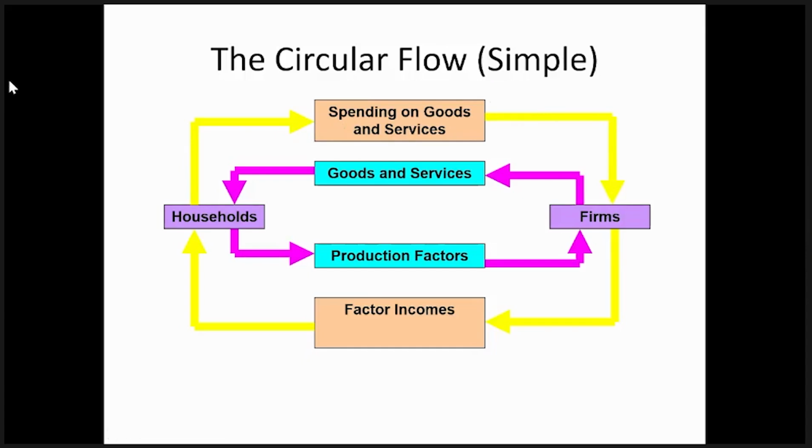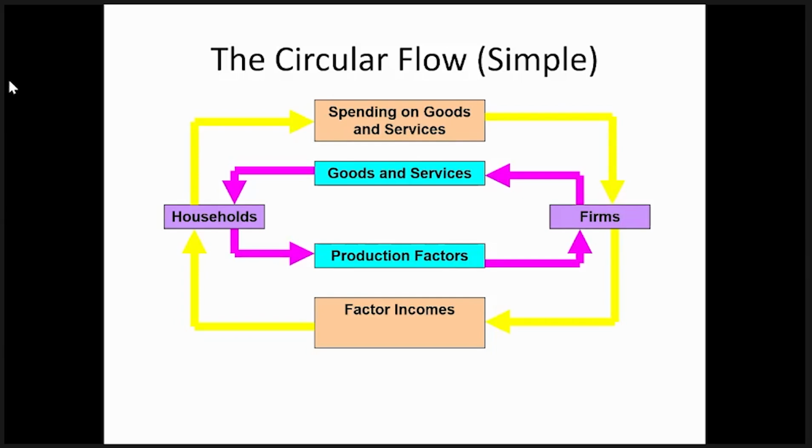Now you can see what is happening in a simple economy. If there is no public sector, if there is no government sector, if there is no international trade, what happens? There will be only two entities, households and the firms. Households will sell their production factors to the firms. Firms take those production factors and produce goods and services and put that back into households. So when firms get factors from the households, firms pay factor income. So that income goes to the households.